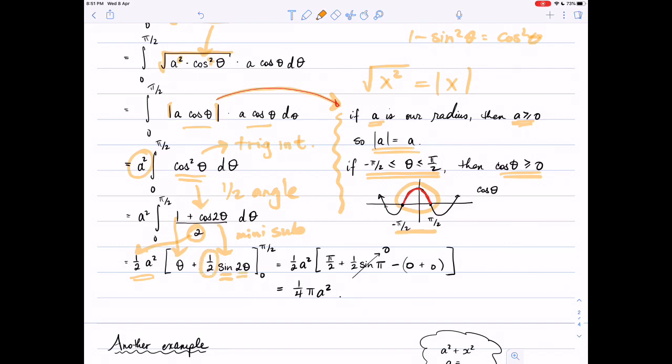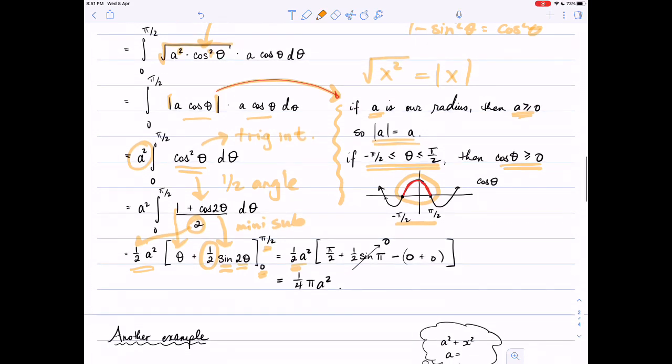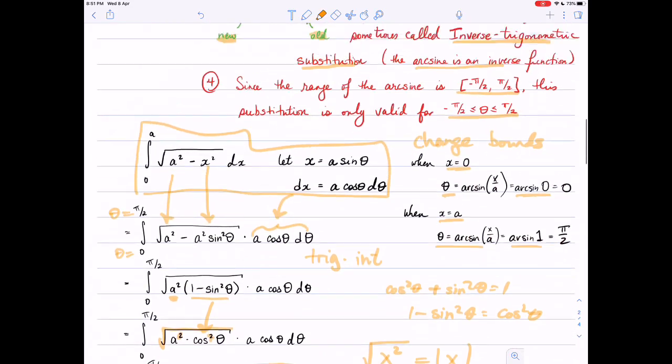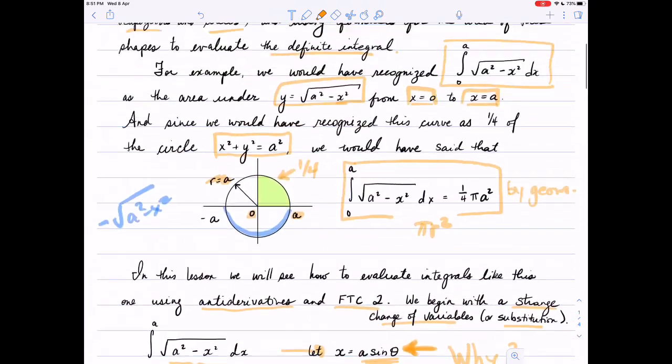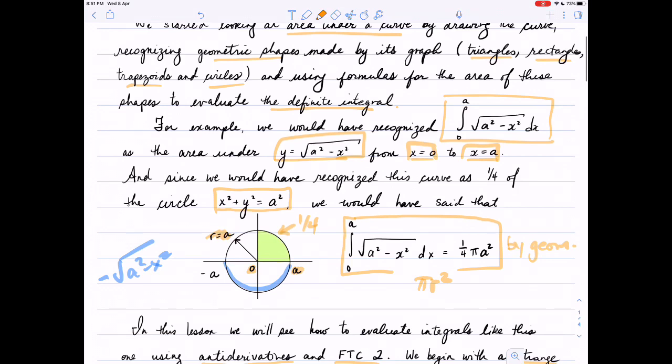There's my antiderivative, that I want to evaluate from the top to the bottom. So the 1/2 a squared stays out. Theta is pi over 2 minus 1/2 sine of, well, 2 times pi over 2 is pi, minus 0 and 0. Sine of pi is also 0, and so that leaves us with just the pi over 2. Multiply that by 1/2 a squared, and we get 1/4 pi a squared, which was exactly the same value that we got when we did the argument by geometry.